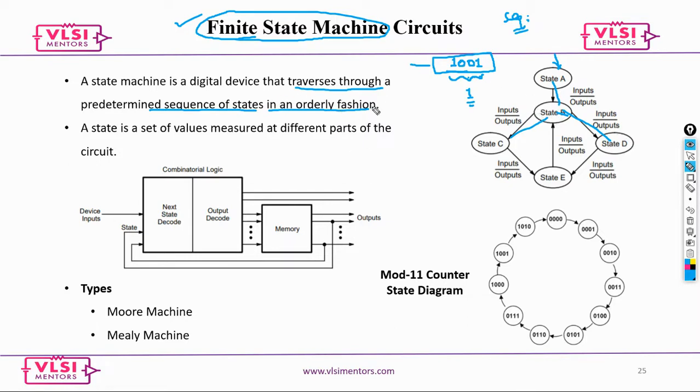So there's something we call orderly fashion. You design a circuit such that if the input is 1 1 1 or 0 0 0, you go to, say, state E. Now a state is a set of values measured at different parts of the circuit. There are two types of state machines commonly available. One is the Moore machine. Second is the Mealy machine.